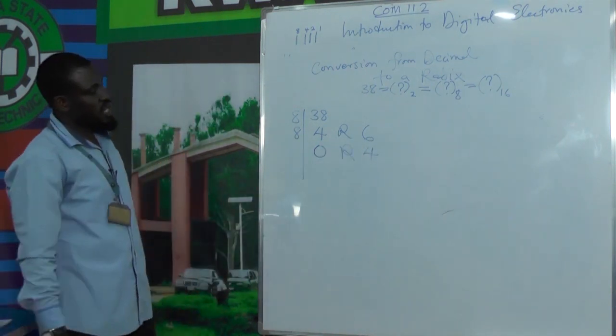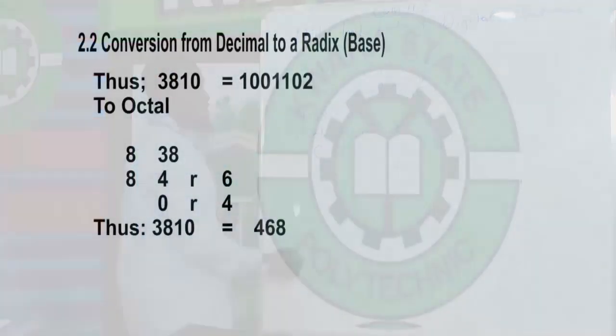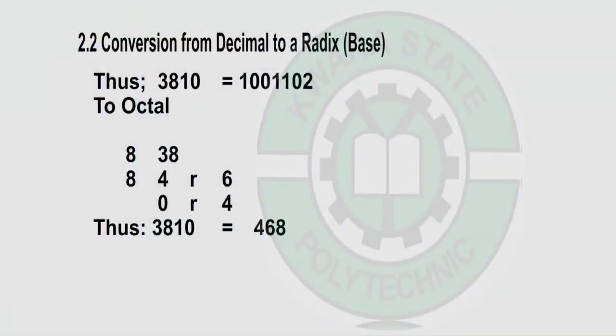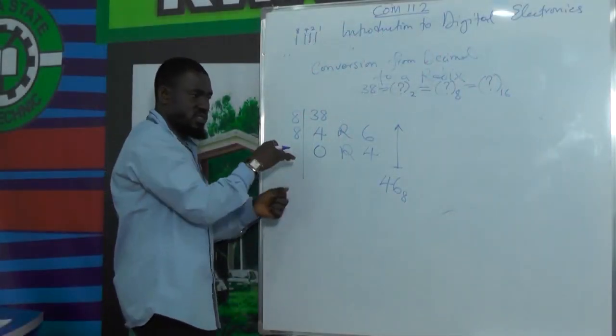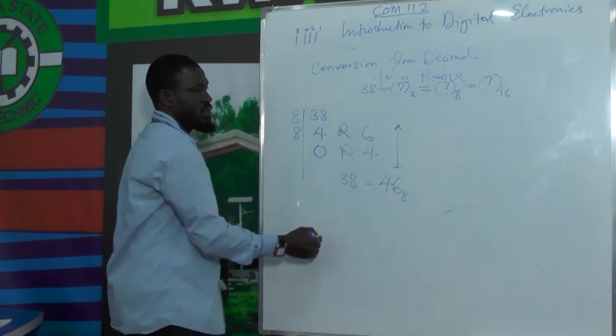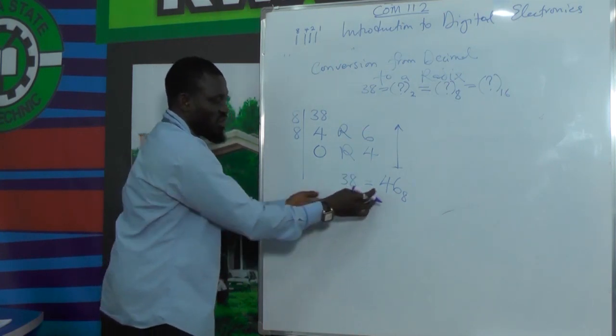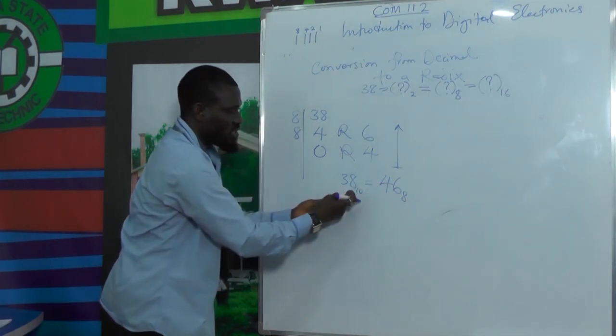So in this case, you start also from the bottom to the top. That is 46. Because we are using 8 to do the conversion, we are just using the divisor, that is the base of that system. That is, your 38 base 10 has been converted to 46 base 8. You can see the value.